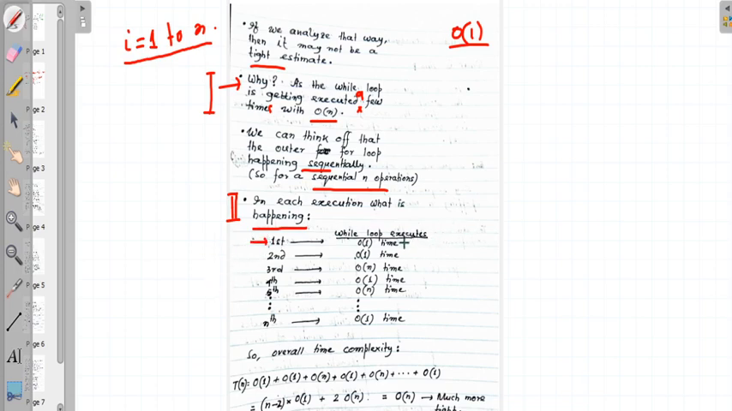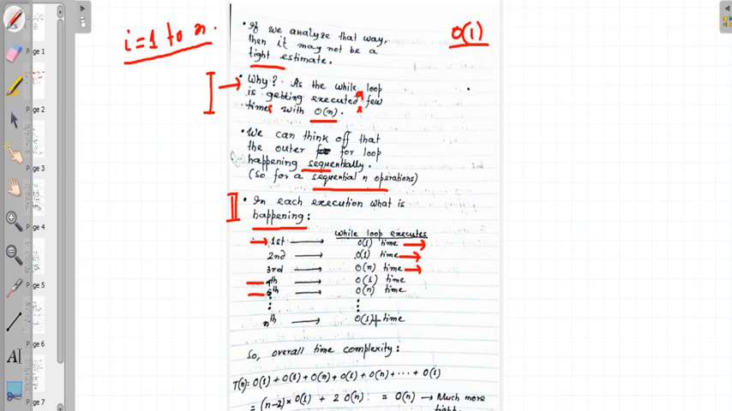We observe that in the first operation, the while loop executes say order of 1 time. The second iteration, the while loop is executed order of 1 time. The third time it is getting executed order of n time. Fourth, order of 1 time, fifth, order of n time, and the rest of the cases order of 1 time.